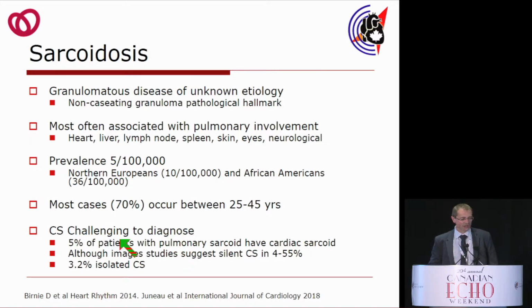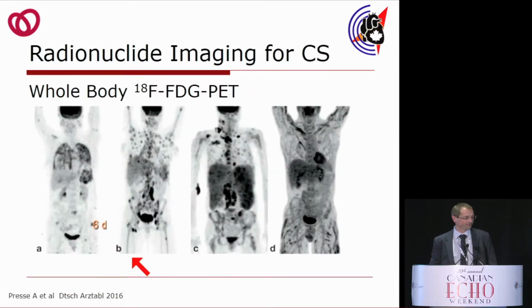And cardiac sarcoid is very challenging to diagnose. It occurs in approximately 5% of those patients with pulmonary disease. However, from MRI work, we learned that perhaps as many as 50% of patients with pulmonary sarcoid have cardiac sarcoid, it's just silent. What about isolated cardiac sarcoid? That occurs in about 3% of patients. I called it an enigmatic disease.